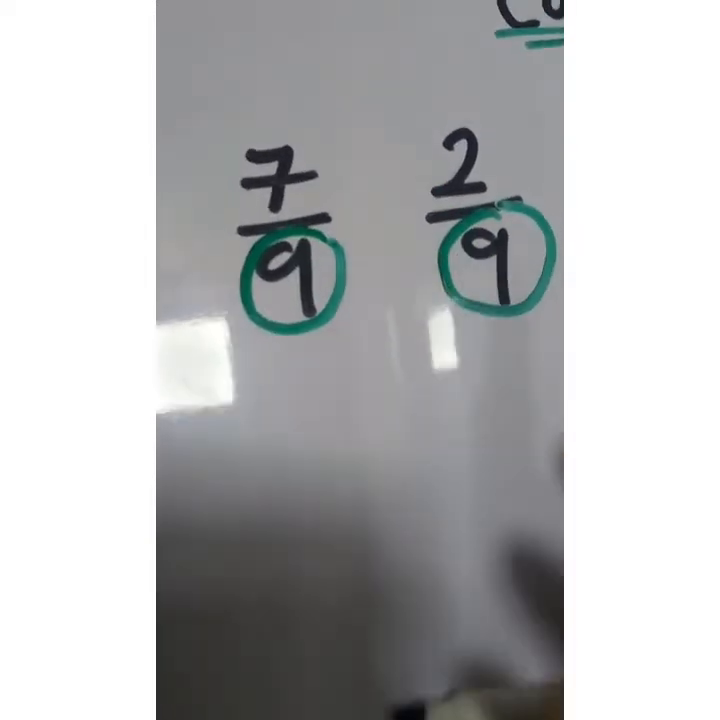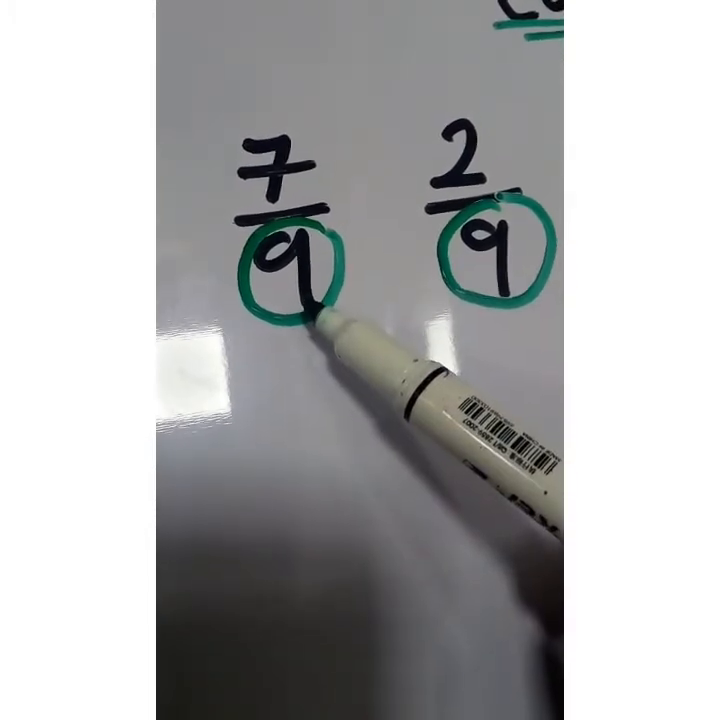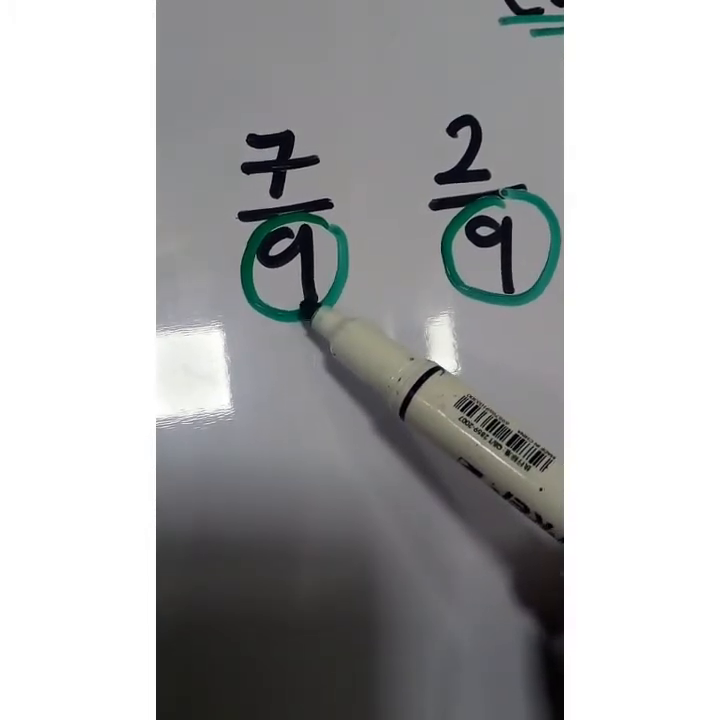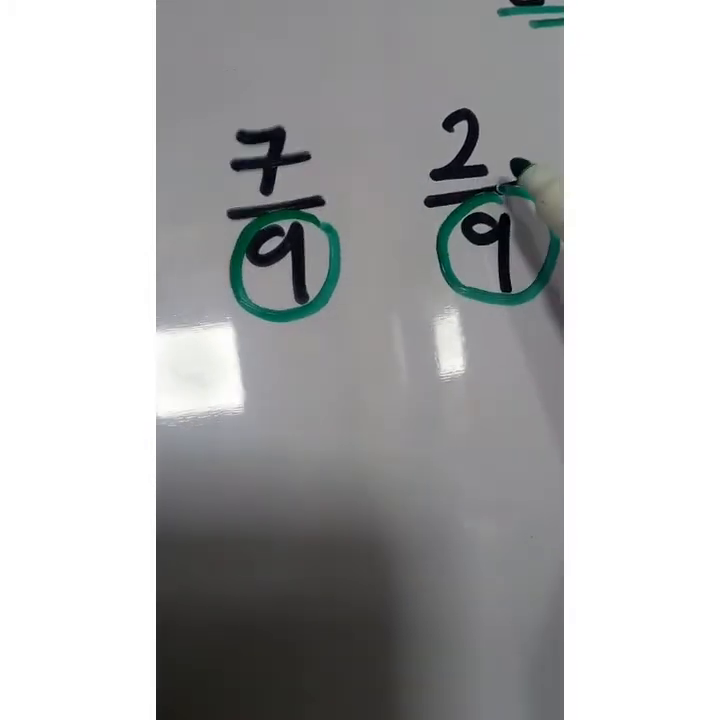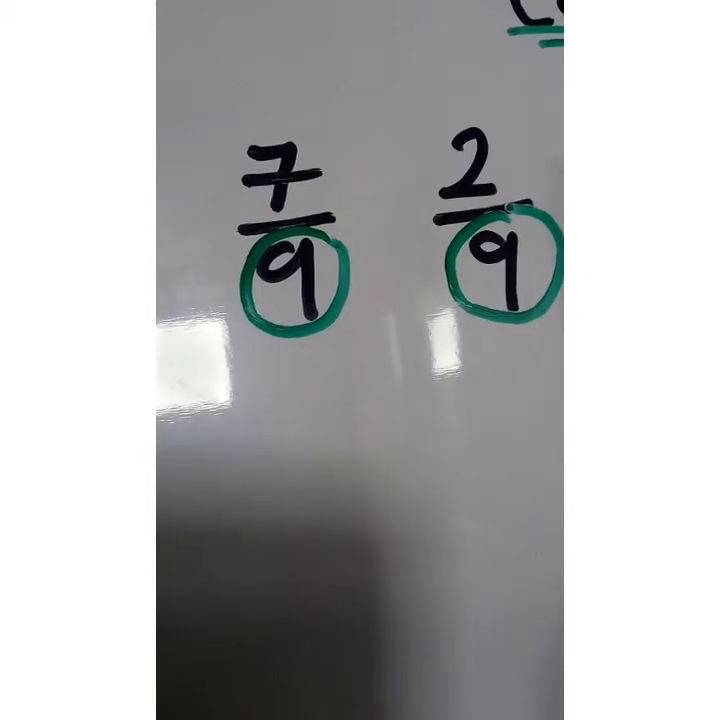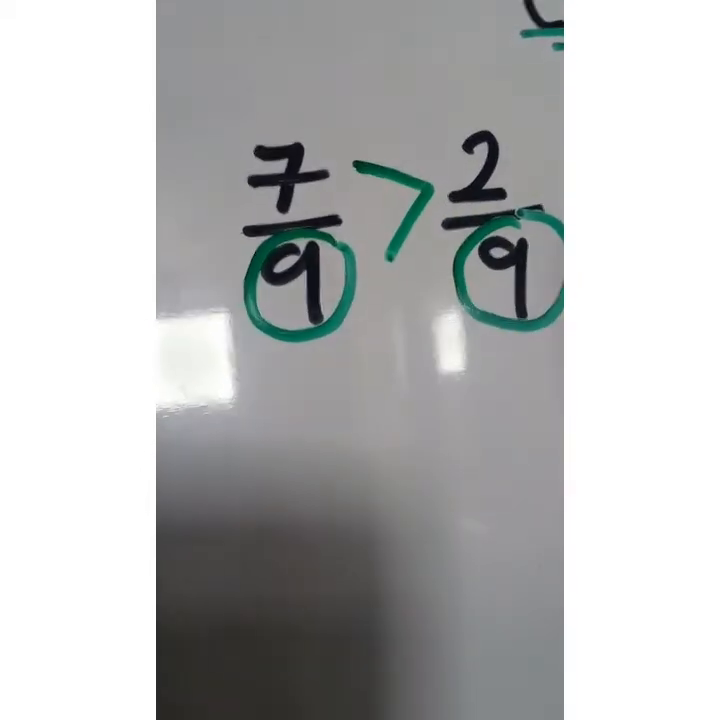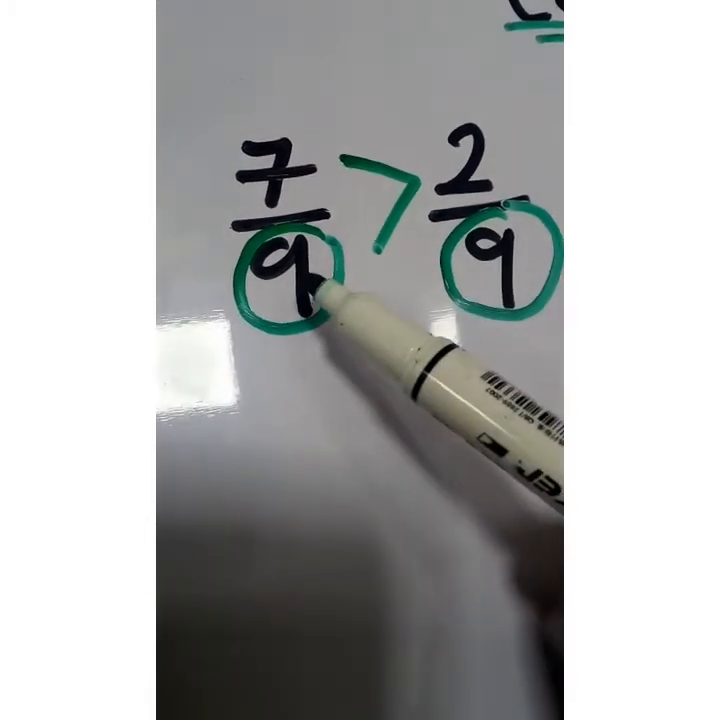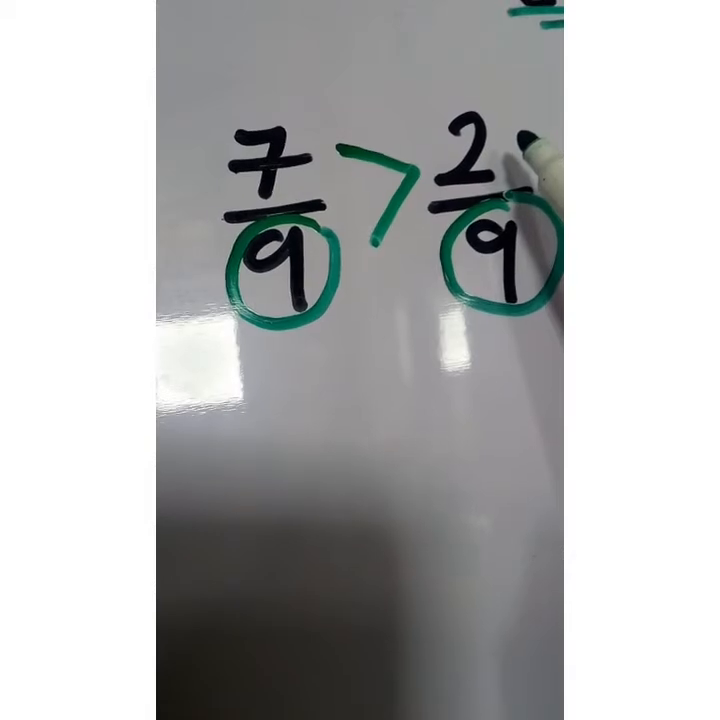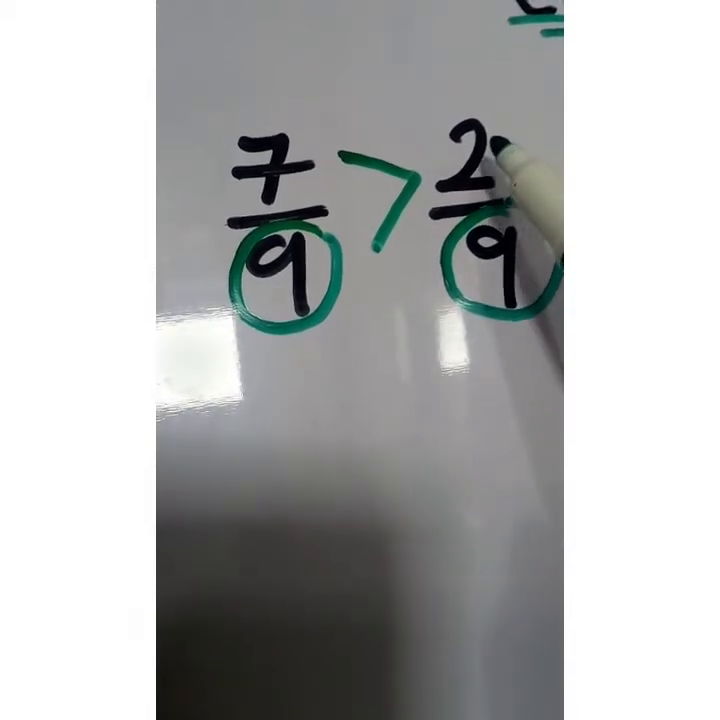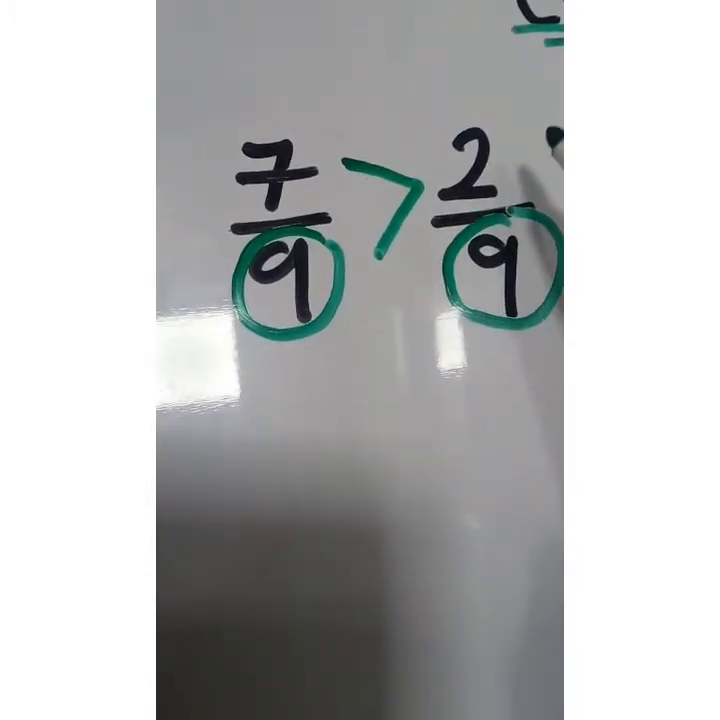When you find a fraction like this, it's so easy to compare because we have a shape divided into 9, and this one is shaded 7 parts and this is only shaded 2 parts, so automatically we know that 7 is larger than 2. So every time you find fractions that have the same denominators, you just look at the numerator. The bigger numerator means the larger fraction.